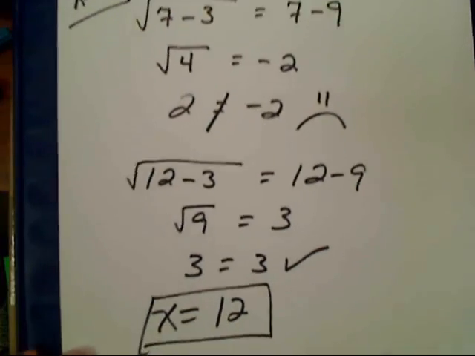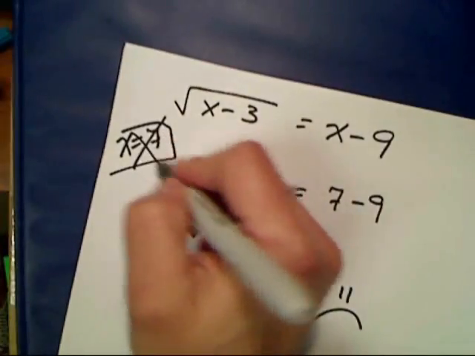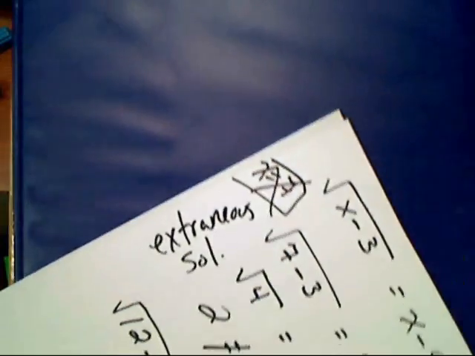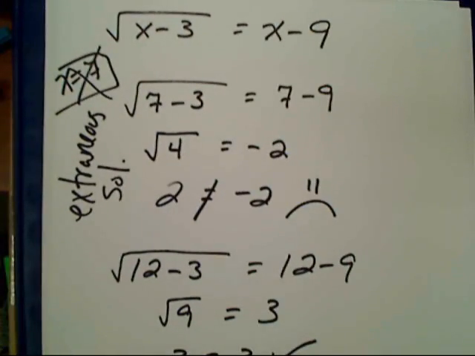So x equals 12 is the only one that checks. X equals 7 does not check. It's called an extraneous solution. Extraneous solution, and does not check. That's why it's so important that you check all of your answers when solving radical equations. One or both may or may not check.